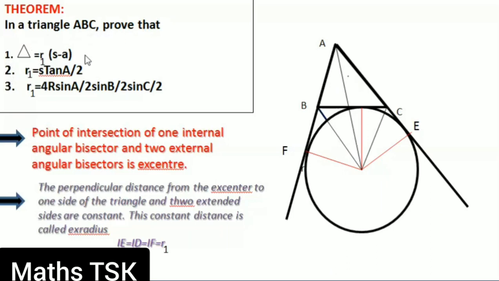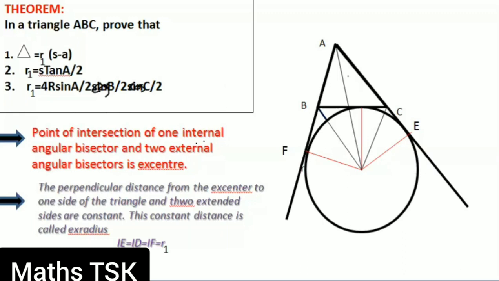Next important theorem. In a triangle ABC, prove that r1 is equal to delta by s minus a, or delta is equal to r1 into s minus a. Second one, r1 is equal to s tan A by 2. Third one, r1 is equal to 4R sin A by 2 and then cos B by 2 and then cos C by 2. How to prove that?